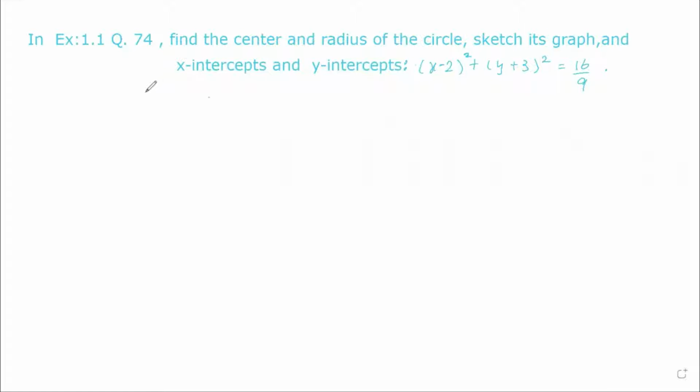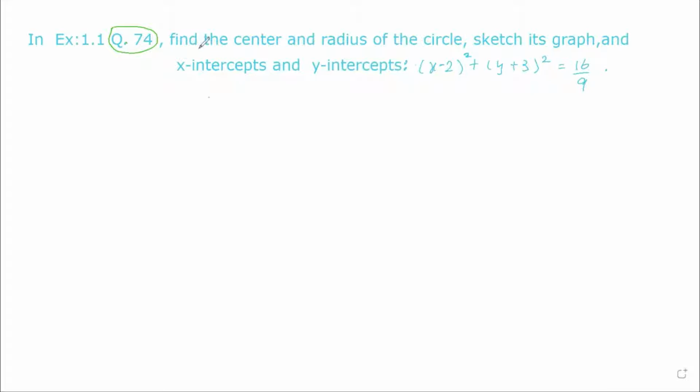Hello everyone. Now this is one more example, but this one is in the question exercise. I mean question exercise 1.1, question 74. Okay, so I will let you see how to solve this question, and then you can do the homework for similar questions like this.